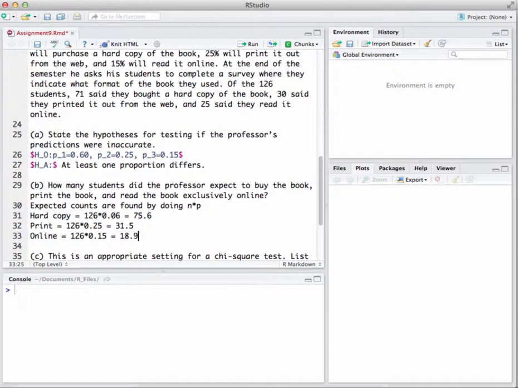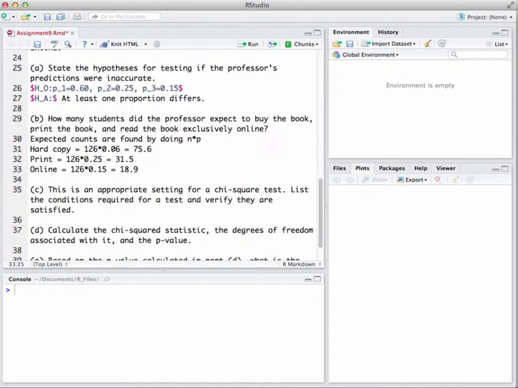Now you need to go through that analysis. We're actually not going to need those numbers, the 75.6, 31.5, and 18.9. We won't need those, but you need to do this to check the assumption as to whether or not they have the right sample size. In other words, each one of those expected categories has to be 5 or greater, which leads us into part C here. Is this an appropriate setting for the chi-squared test? List the conditions required for the test and verify that they are satisfied, okay?